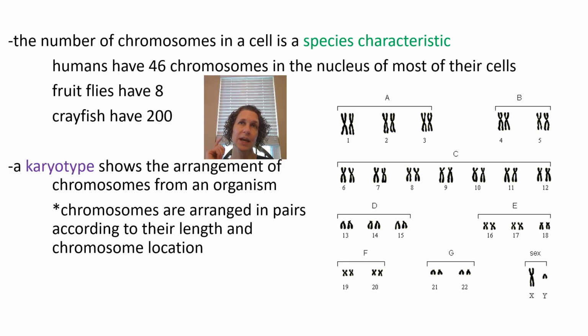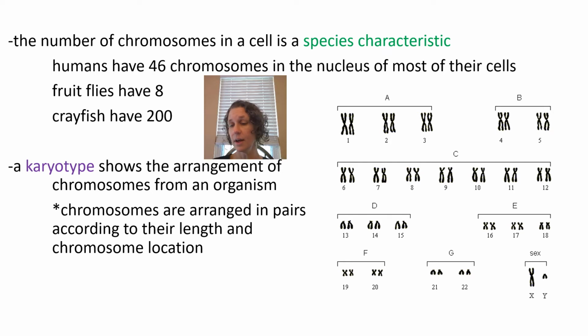Now, one species characteristic that is very important and that can be used to actually determine what an organism is, if all you have is some DNA, is the number of chromosomes. Humans have 46 chromosomes in the nucleus of most of their cells. In all of their body cells, they have 46 chromosomes. In an egg cell or a sperm cell, they only have 23, which we'll talk about more. But so 46 is the number for humans.